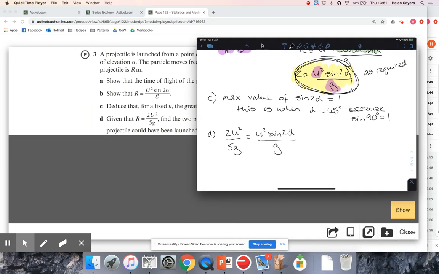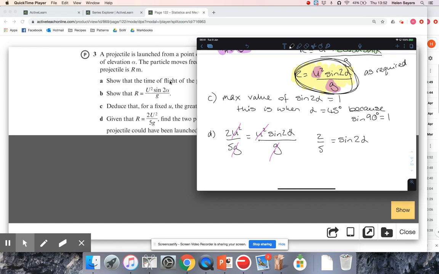So find the two possible angles of elevation. What can happen here? Well, they're both over g, so I can multiply through by g and cancel through by u squared. So on the left-hand side, all I'm left with is 2/5. On the right-hand side, all I'm left with is sine 2 alpha. So actually, not a particularly horrible question to solve. It's just not getting put off by all of these u squareds and fractions. Basically, I'm putting that equation for r equal to the equation they've given us for r, and then solving it to find the angles.